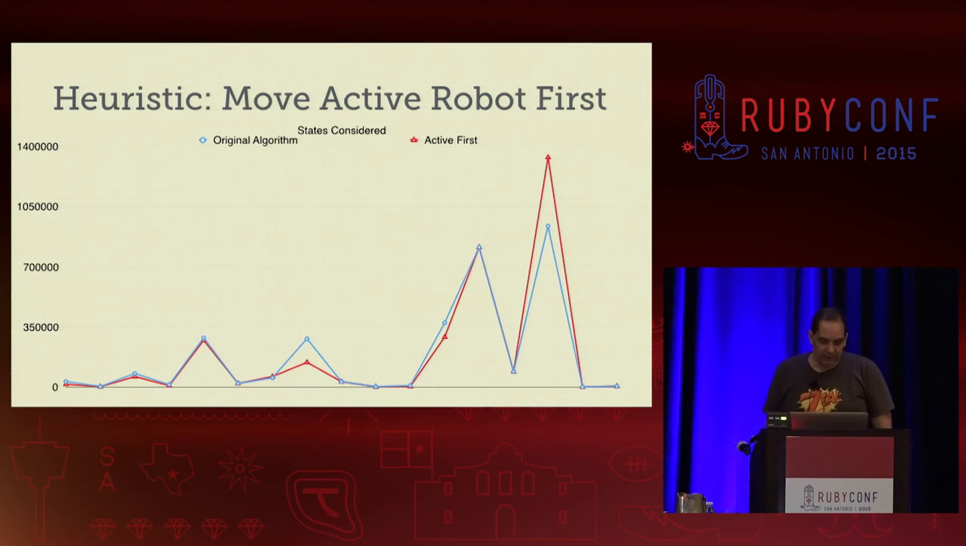The blue line with the circles on it is the original algorithm, and the red line with the triangles is the new algorithm where the active robot moved first. And you can see that for the most part, the red line stays below the blue line. The places where it's exactly the same are places where the original algorithm already had the active robot first, so they're the same algorithm in that case. There's that one outlier case where this heuristic just didn't work. You can see the big peak where the red is separated from the blue.